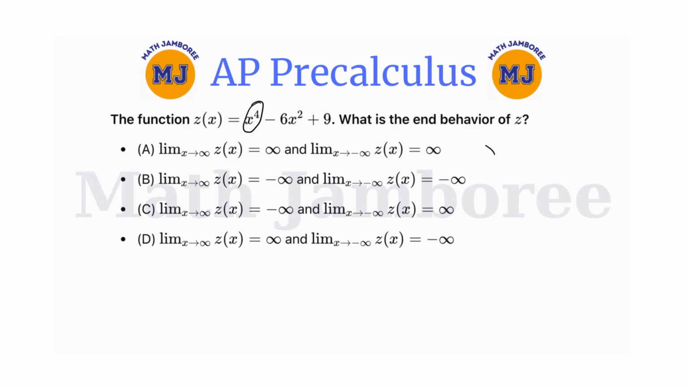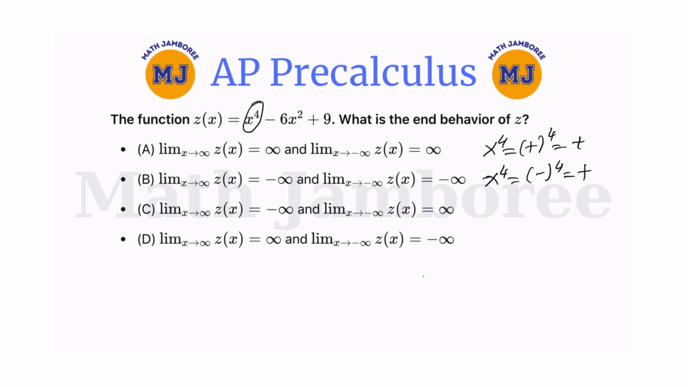So x to the power of 4, when I put a positive value for x, is going to turn into a positive. When I put a negative value for x, the result is still going to be positive because the exponent is an even number.